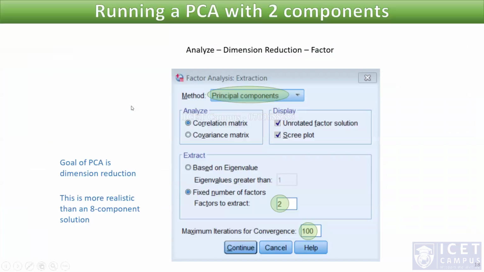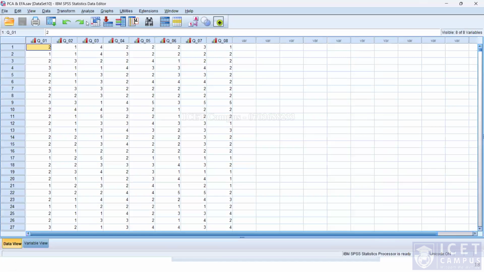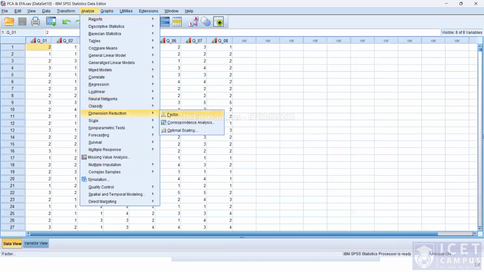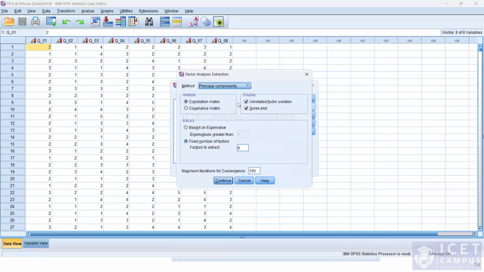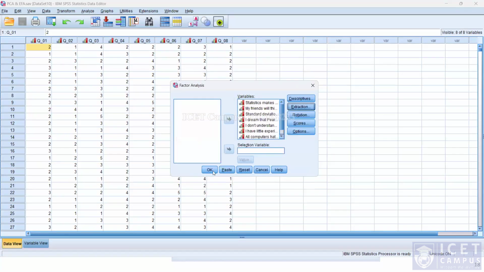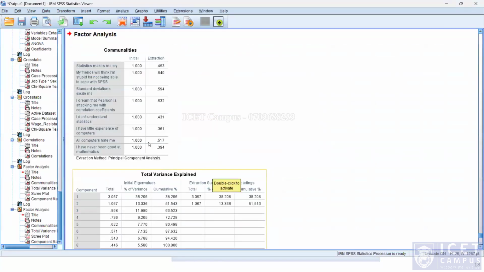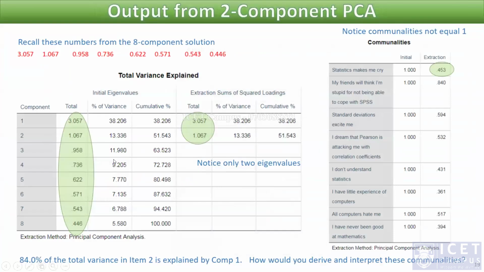Analyze, dimension reduction, factor analysis. That's all; we need to change the method. Sorry, not the method, the fixed number of factors, from 8 to 2. All the others remain the same. Right.